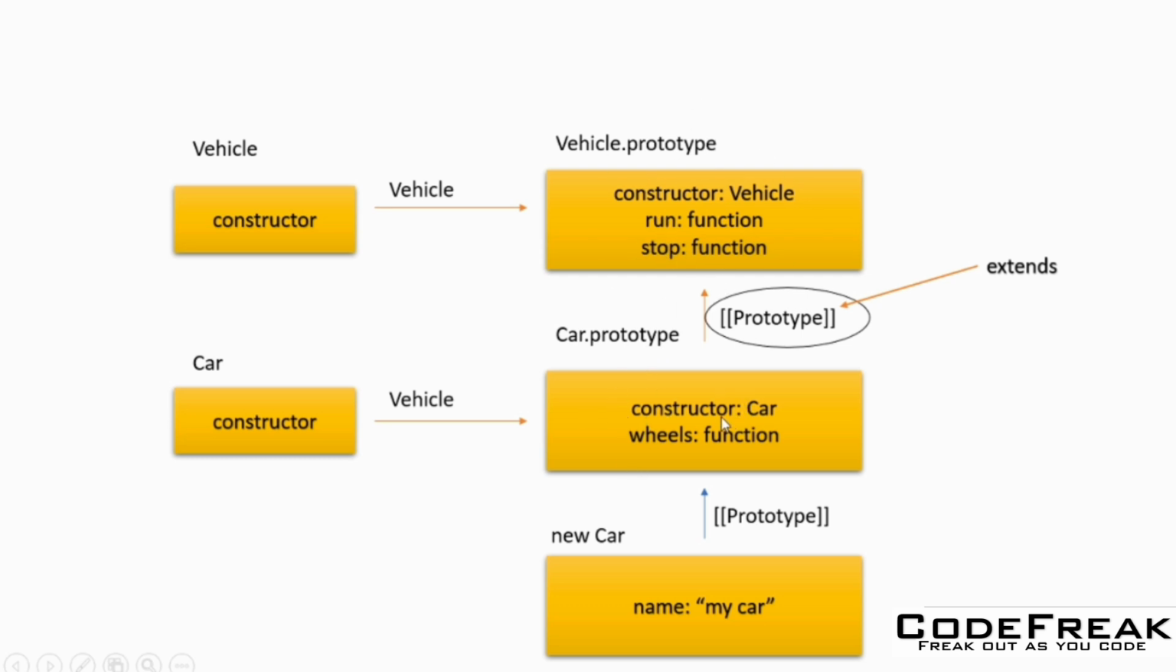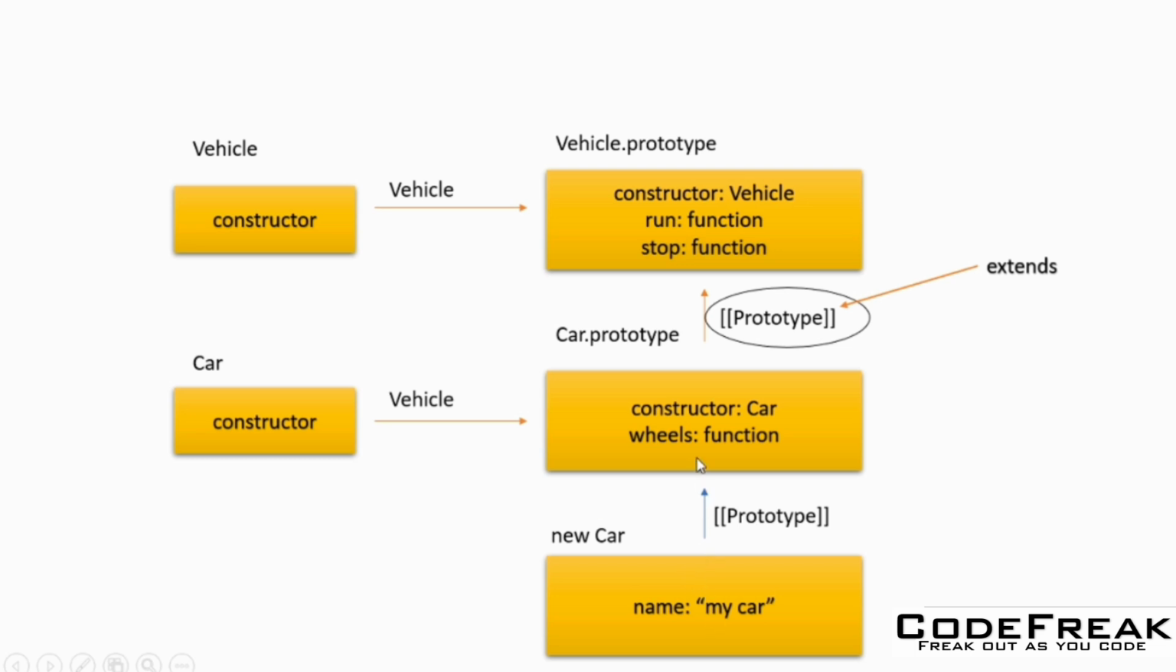I have not added a constructor for the car, we'll do that in the near future. And then you have the wheels function, and then you have extends, so this prototype is going to get extended. And then you have an object called car here whose name is my car, as we saw previously. If you call something like car dot run on the instance, how does it go?